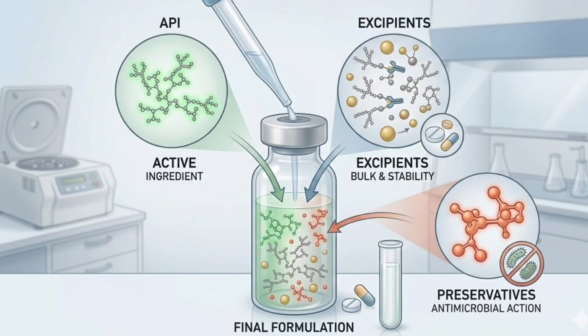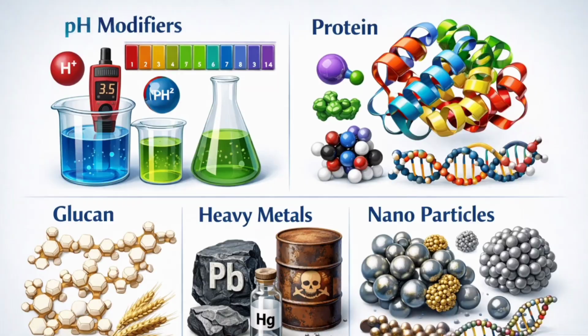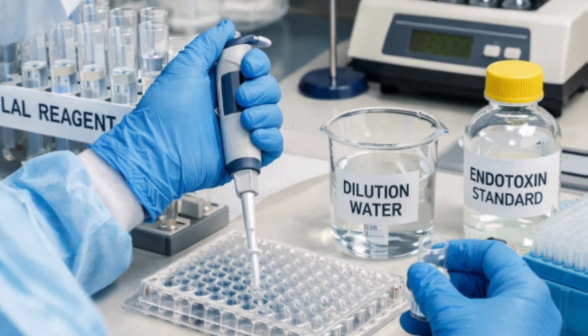Drug products and medical devices are manufactured with API, excipients, preservatives, etc. While performing BET, some substances from these raw materials can interfere with the reaction and lead to a false negative result. pH modifiers, protein, glucans, heavy metals, and nanoparticles are examples of interference in the product. In case the sample is tested without performing dilution, these interfering components can affect the detection of endotoxin.